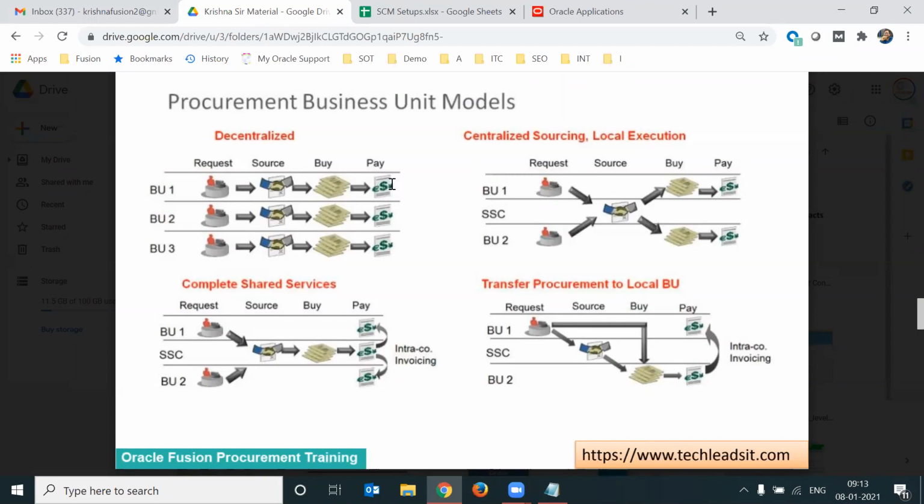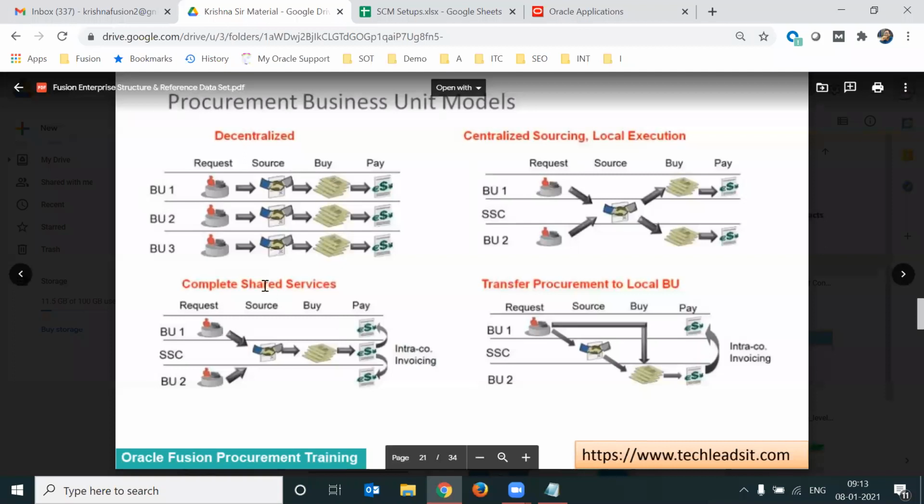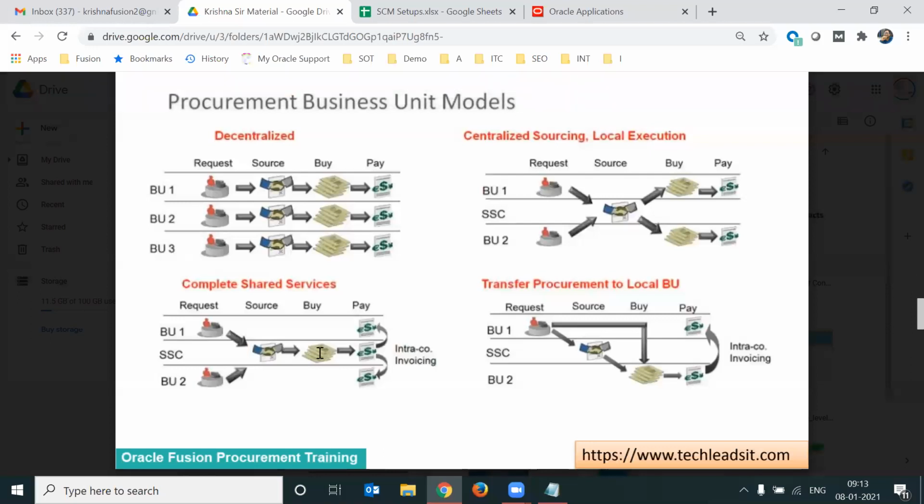But in case of Fusion, because of the business unit concept and flexibility, this model we can achieve. What is this model? This is a kind of global procurement. What is meant by global procurement? Suppose in your home, if you want to buy anything, you need your father's permission, right? So that means your father is the controller of your purchases.